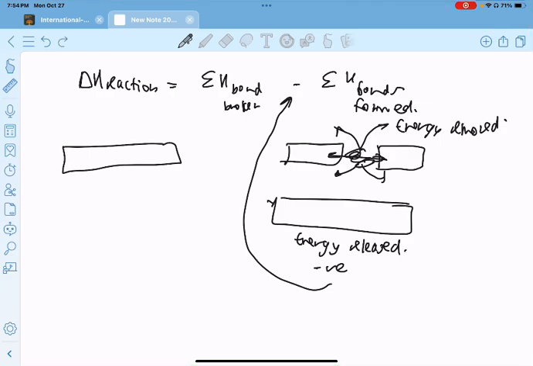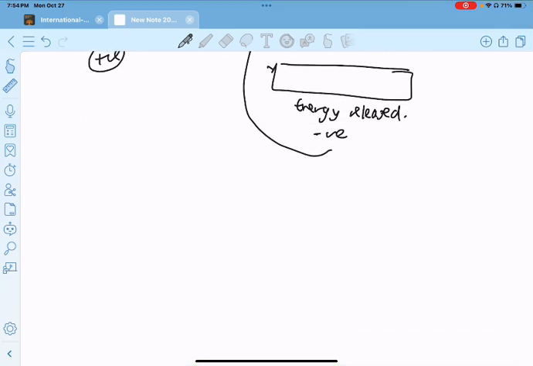And then bonds breaking, you obviously can't break something on its own. You need to give it a certain energy and then it'll break. That's why it's a positive value, okay, of bonds broken. Let's look at an example. This example is from the Physics and Maths Tutor website.